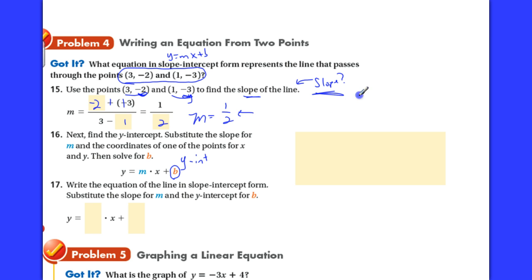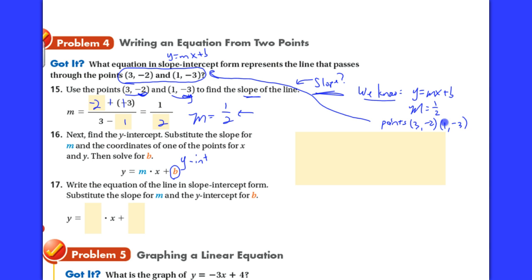Okay, here's what else we know. We know that any linear equation can be written in the form y equals mx plus b. And we also know that the slope of my line is 1/2. Here's what else we know. We also know that these points are on my line from here. We know that the point 3, -2 is somewhere on the line. And we also know that the point 1, -3 is on the line.